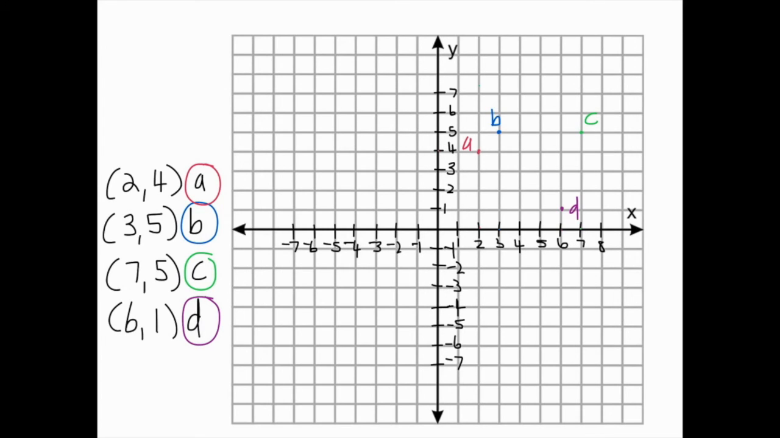Usually the question will direct you to join the points. In your case you would be using a ruler, but I don't have a ruler on this program, so I'm just going to be connecting A to B, B to C, C to D, and then D to A. So I've just plotted 4 points onto quadrant 1 of this Cartesian plane.